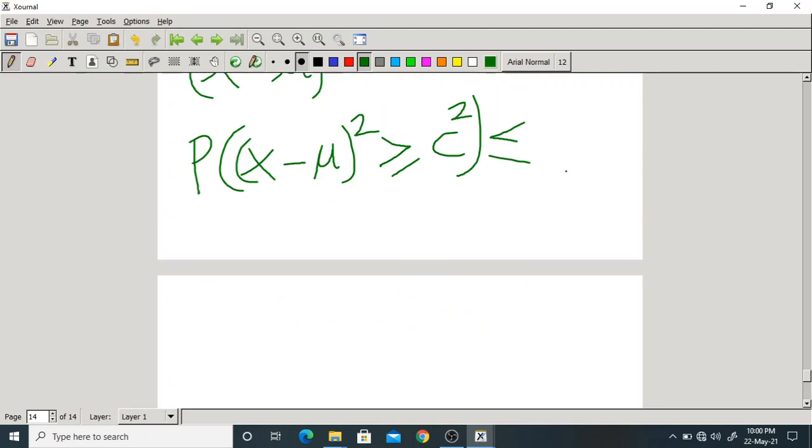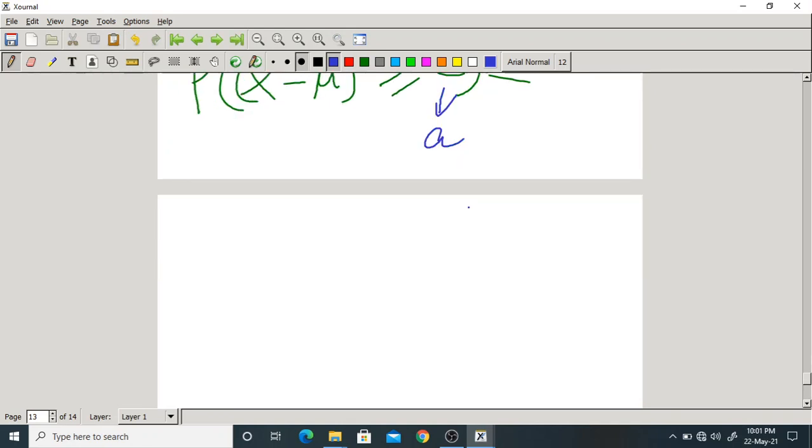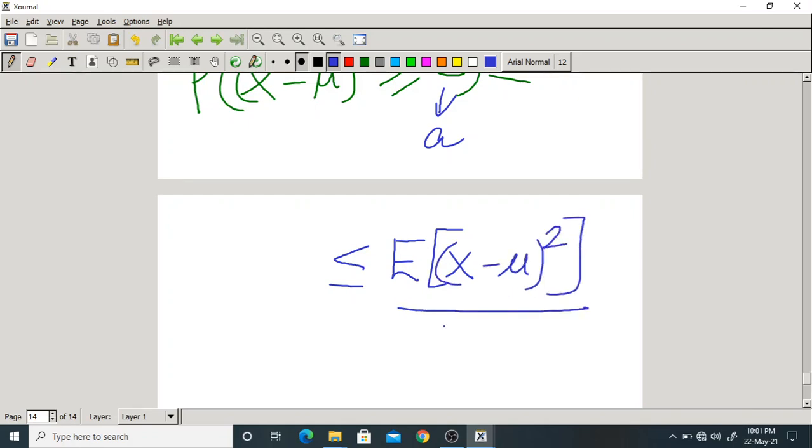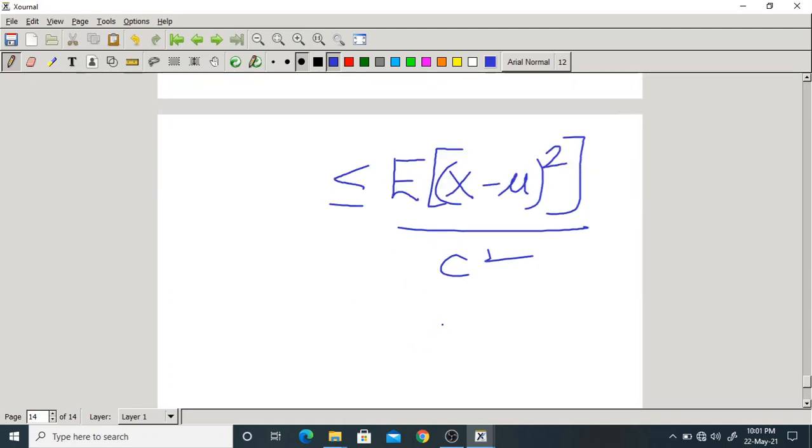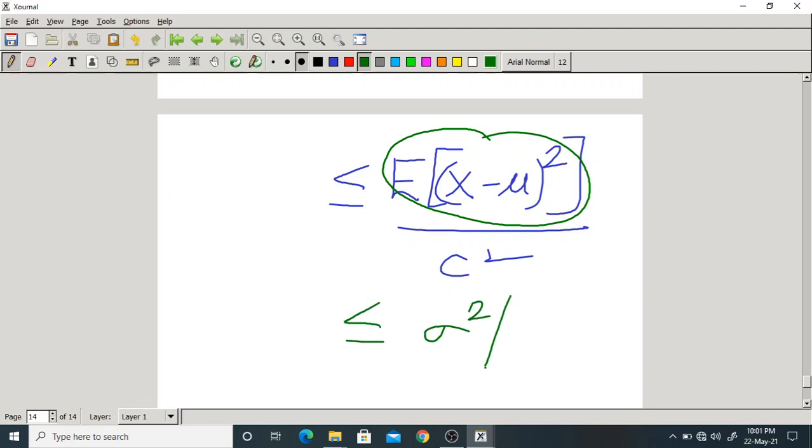Actually it should be expectation of x by c square. Here this is a. So but here what do you write? It is less than or equal to expectation of x minus mu whole square by c square. But what is expectation of x minus mu whole square? It is nothing but sigma square, that is sigma square by c square.